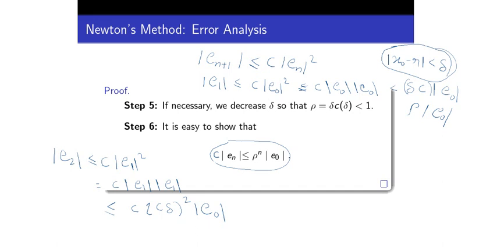Right. So further, from here, mod of e_n is less than or equal to... wait a minute, mod e1 is less than or equal to rho times mod e0, right? So rho square times mod e0 square. Okay, let's do it in fresh space here.